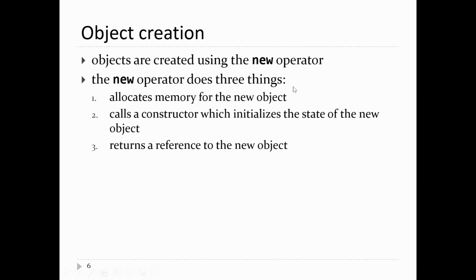So the new operator does three things. It allocates memory for your object. However much memory your object requires, new will allocate memory for that. New is always paired with a constructor call. A constructor is the thing that initializes the state of the object. And new returns a reference to the new object. So when you make an array and write something like new int 10, you're calling the new operator. The reason you can assign something to the array is because new returns a reference to the newly created array.